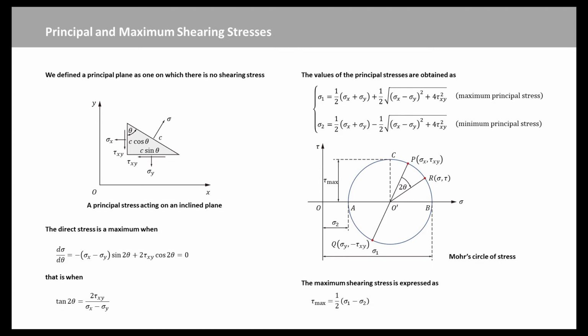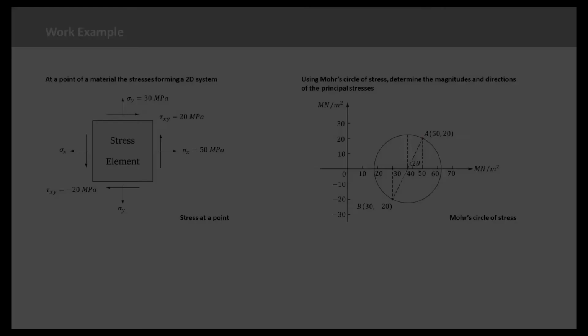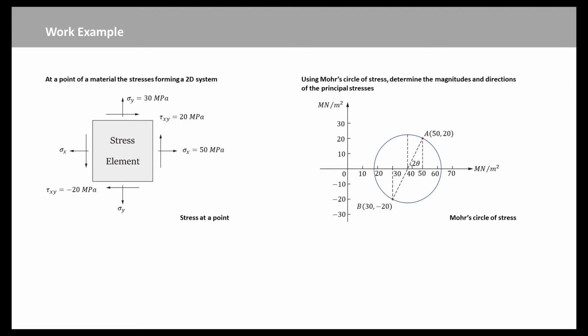Now we see the Mohr circle of stress. The principal stresses are the points A and B, at which tau equals 0. The maximum shear stress is given by the point C. The state of stress, sigma tau, on a plane inclined at an angle theta to OY is given by the point R. Now we make an example. At a point of a material, the stresses forming a two-dimensional system are shown in this slide.